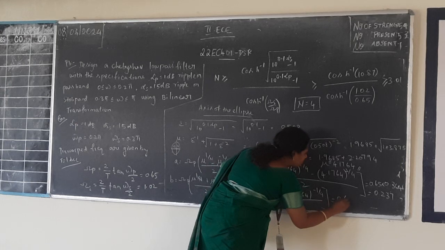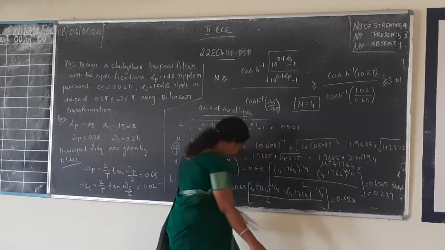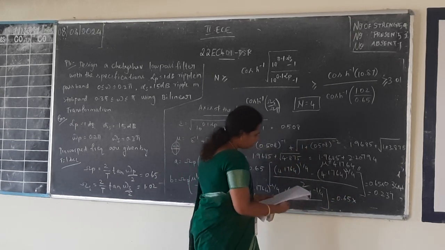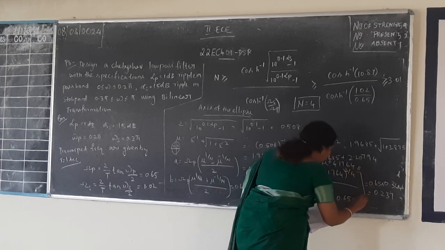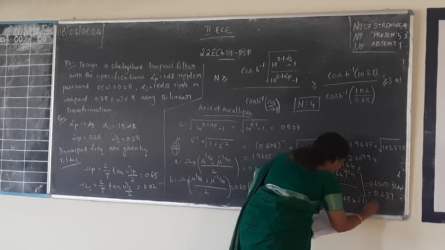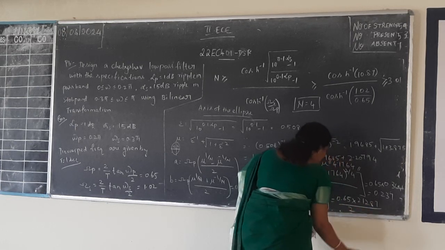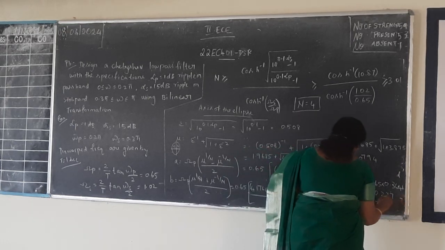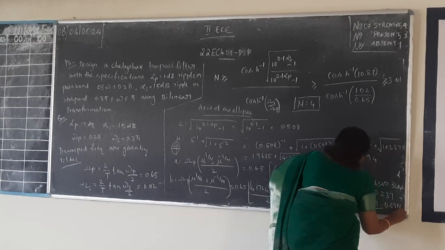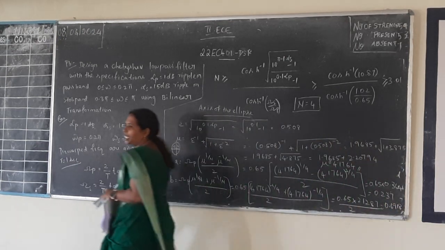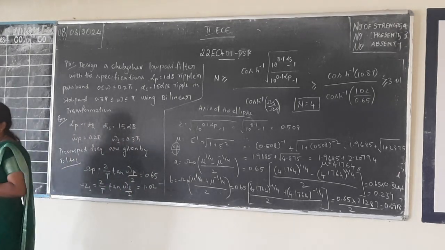For B: 0.65 into, what we got here, 2.1287 divided by 2. So this one is 0.6918. The answer is 0.6918 for B.